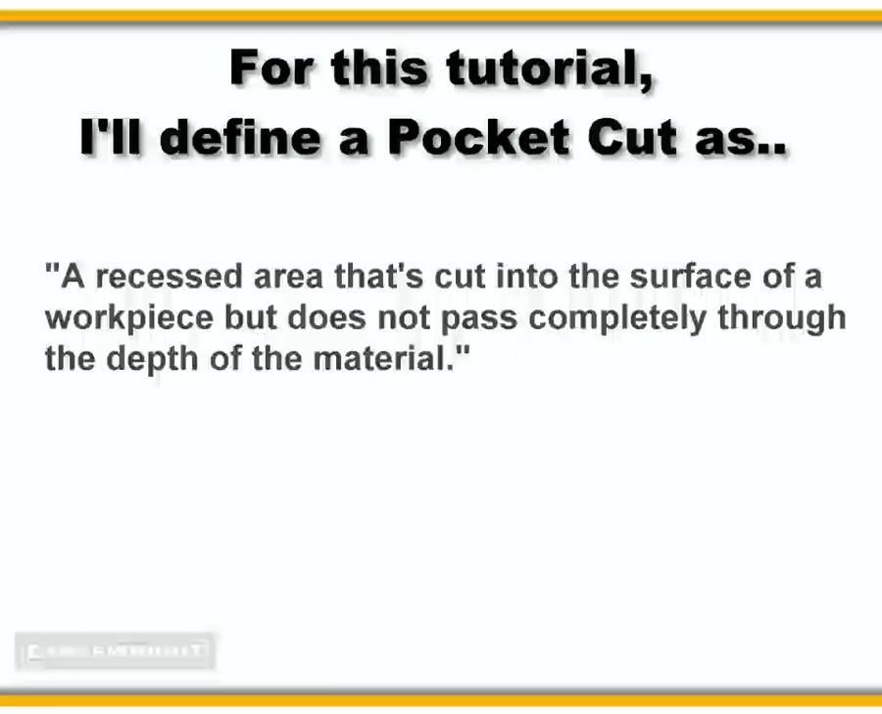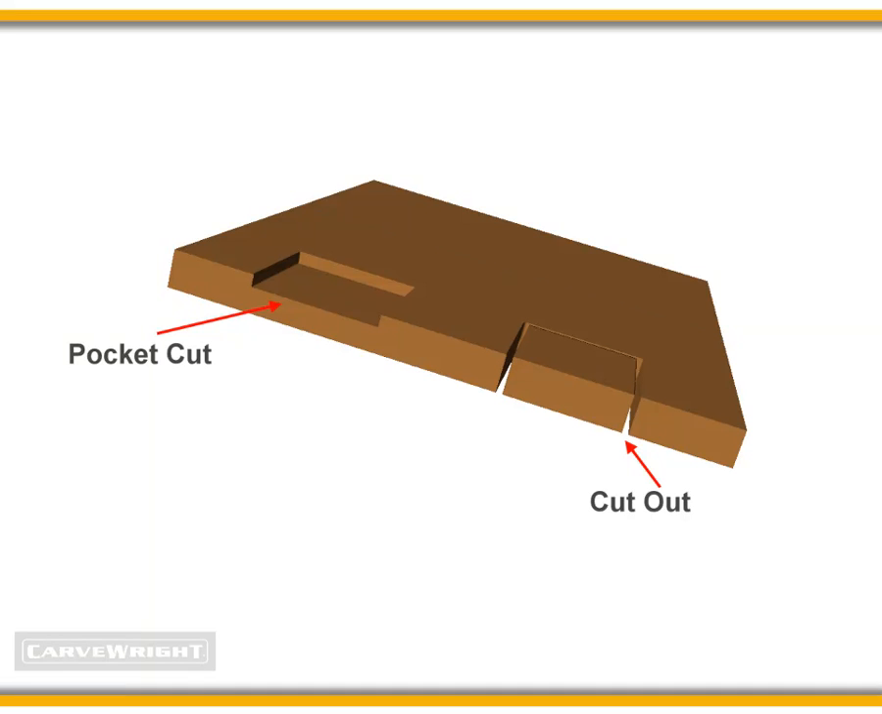For this tutorial, I'll define a pocket cut as a recessed area that's cut into the surface of a workpiece but does not pass completely through the depth of the material. Here's an illustration of what I mean. On the left, we've got a pocket cut. Notice it does not go all the way through the material. If a pocket cut did pass all the way through the material, we would simply call it a cutout. This is shown on the right.